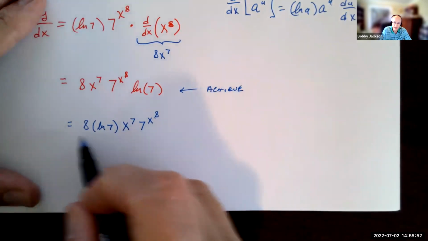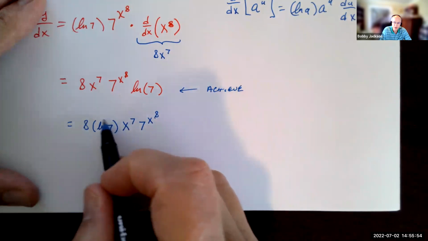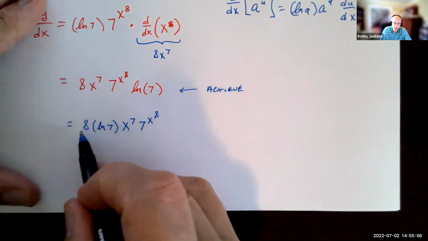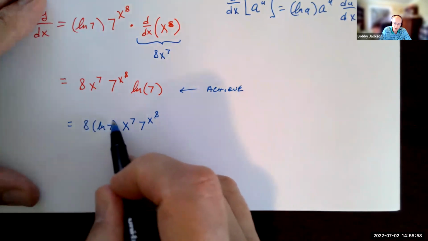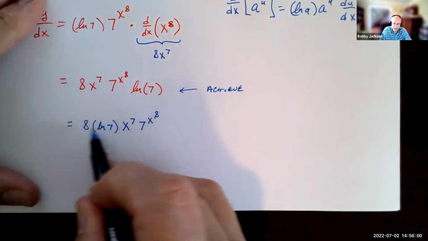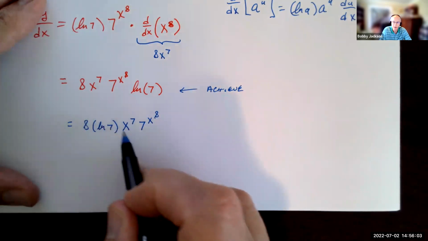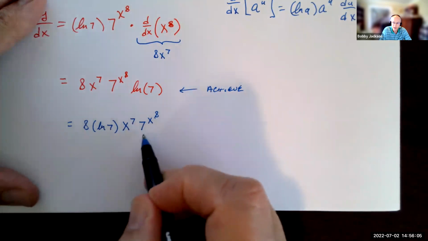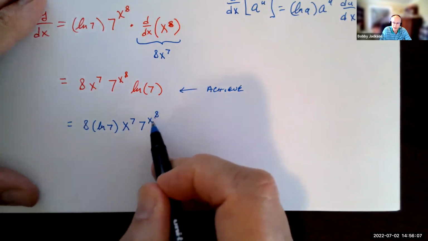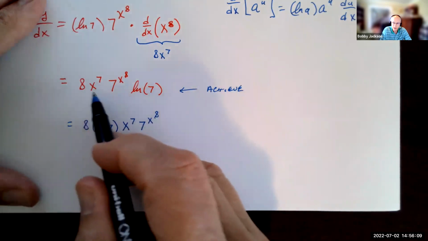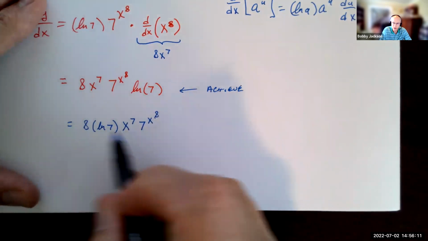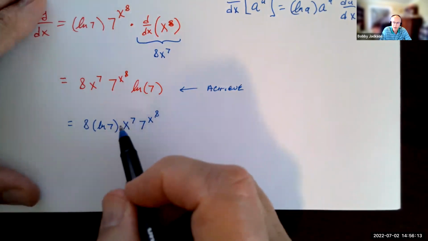I usually write it this way, 8 times the natural log of 7, because the natural log of 7 is just a number. This is like the numerical coefficient. You could take your calculator and do 8 times natural log of 7, you get a number. Times what? X to the 7th times 7 to the x to the 8th power. But this is what Achieve, I think, wants. I'm not sure if it will accept this one as well.